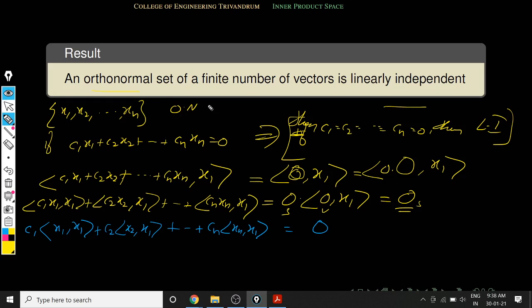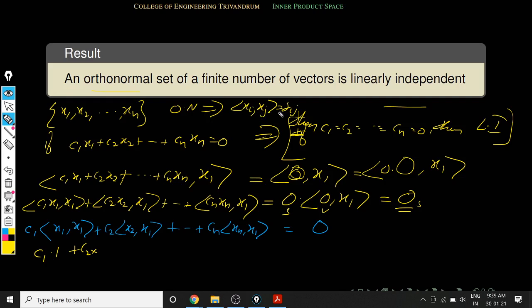If it is orthonormal, it means inner product of xi xj equal to delta ij. That means whenever suffixes are same, its value is 1, otherwise 0. That is the definition of an orthonormal set. So what happened here? This becomes c1 into, what about inner product of x1 x1? That is 1, because norm is 1, plus c2 into inner product of x2 and x1. We know that the set is orthonormal, they are mutually orthogonal. That means this inner product is 0.